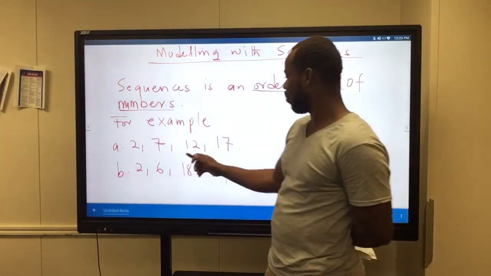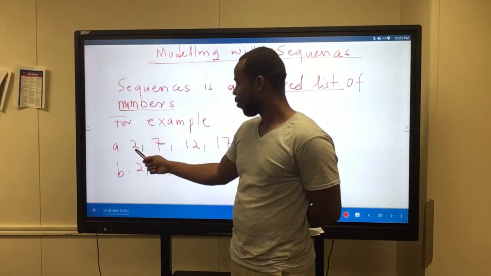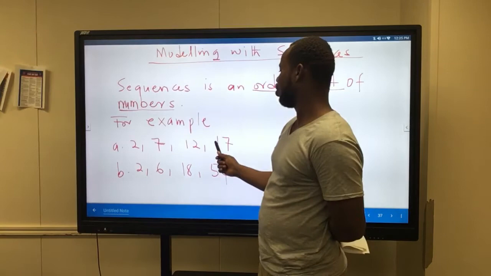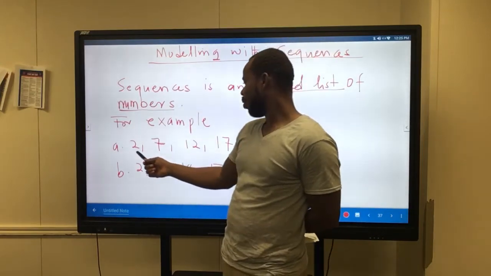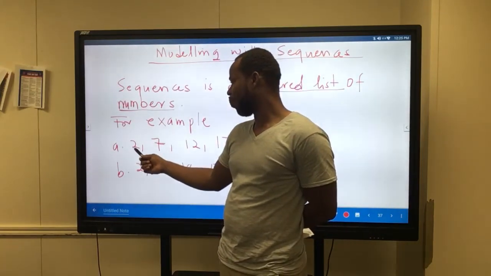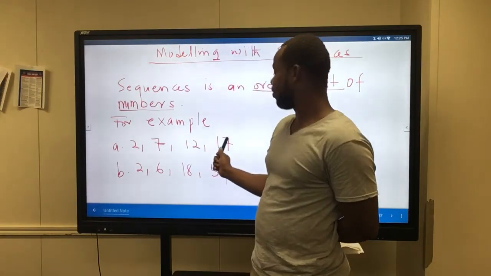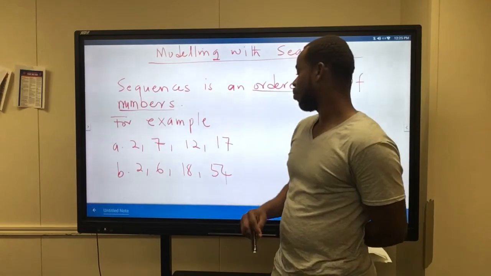You notice that there's something happening here. How did they get these numbers? We will learn about them. What is the difference between this and that? You see, here you notice that 2 plus 5 is 7, 7 plus 5 is 12, 12 plus 5 is what? 17.